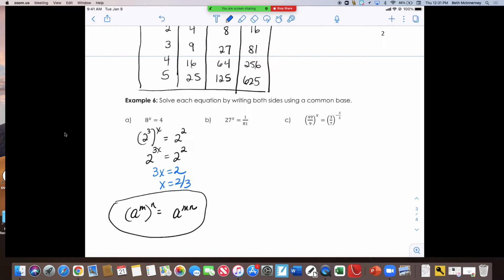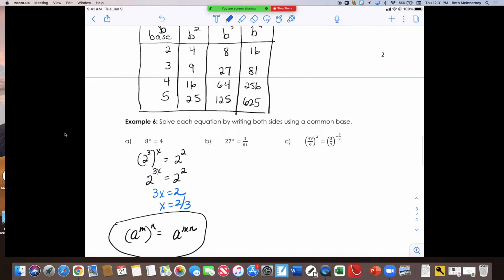Well, we're going to have to look back at your exponent properties. That's a great question. What can we do when it's 1 over?